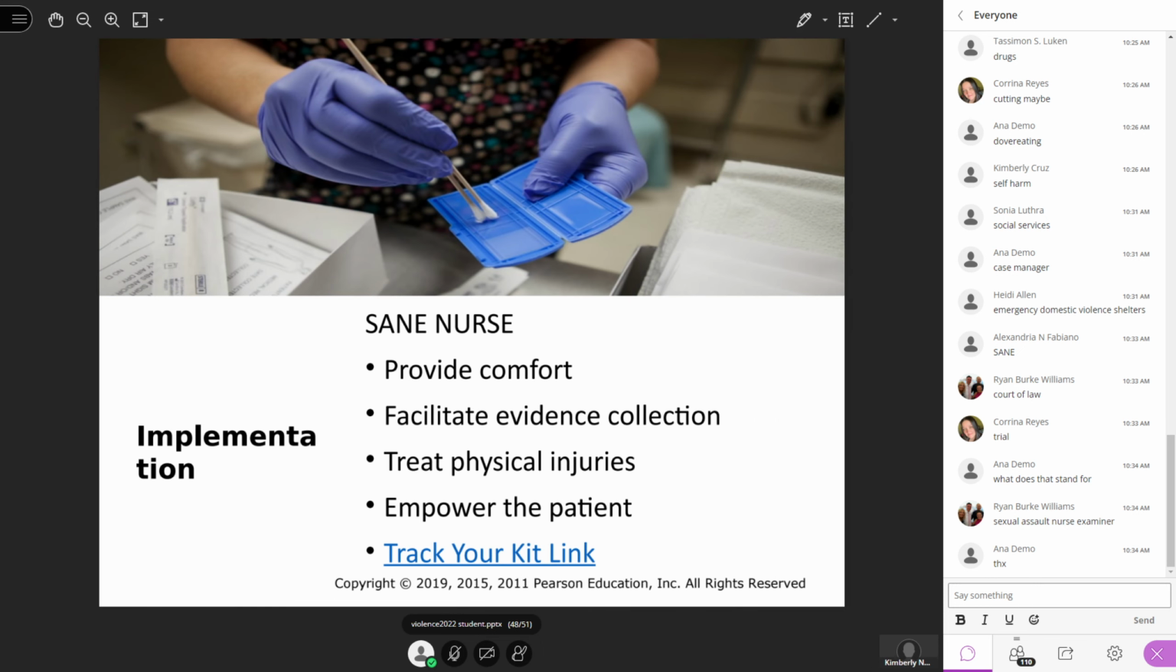Okay, this is the information about the SANE nurse, and there is a link here that gives you some information about the role of a SANE nurse. If this interests you, it is another role that nurses do. Typically, you will see them in the emergency room working. They work to provide comfort for the patient. They facilitate evidence collection, treat the injuries, and empower the patient.